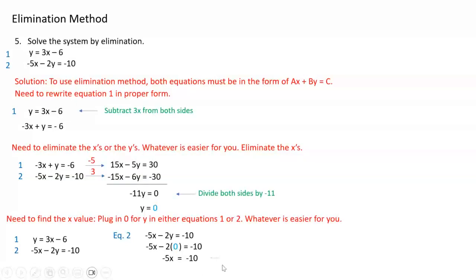Then we divide both sides by negative 5. So we get x equals 2. There's my solution, guys. You see, I repeat, I did it 3 different ways, and we get the same solution. So there are different ways to find the answer.